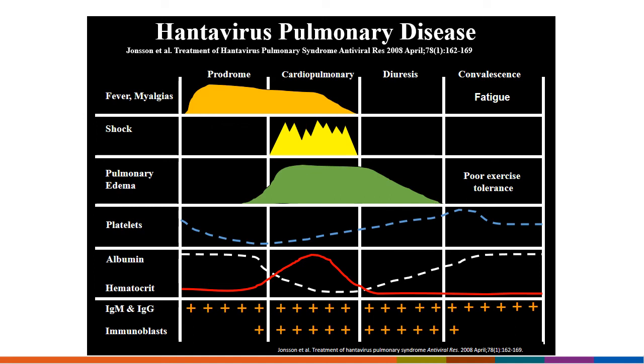Patients who survive the cardiopulmonary phase will enter the diuretic phase. Clinical improvement is usually rapid, and many ventilator-dependent patients can be extubated within a day or two. Finally, the convalescent phase is characterized by weakness, fatigue, and poor exercise tolerance, and may persist for months or years.